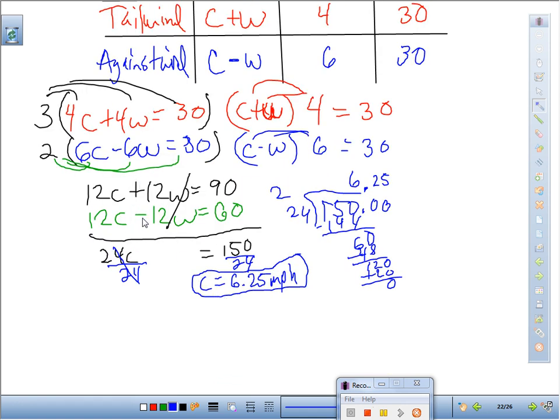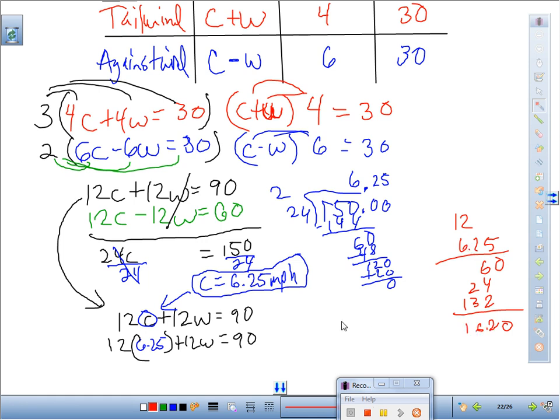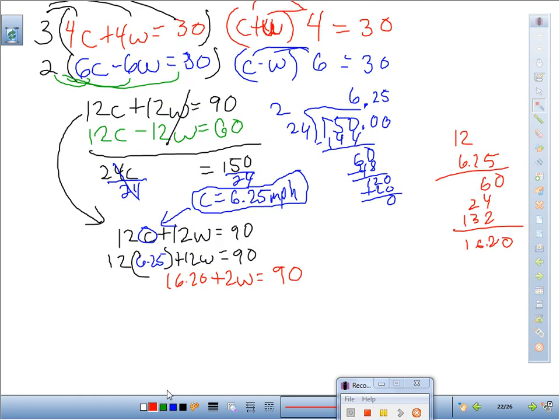If that's the cyclist speed, which equation do you want to use to solve for the W? The first one. So I'm going to rewrite this one. 12C plus 12W equals 90. Instead of C, I'm going to substitute in there 6.25 times 12 plus 12W equals 90. So let's see. 12 times 6.25 is 75. So this is 75 plus 12W equals 90.